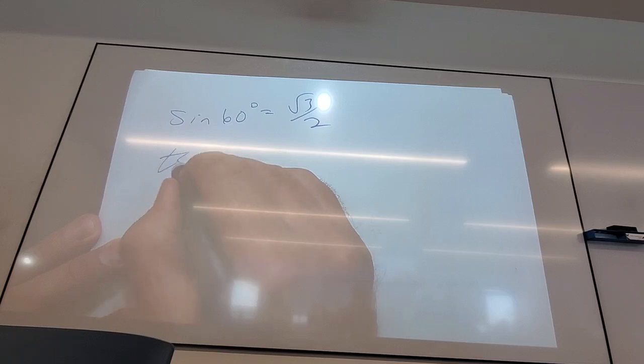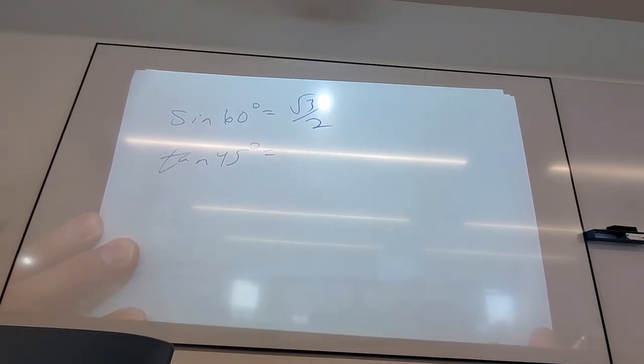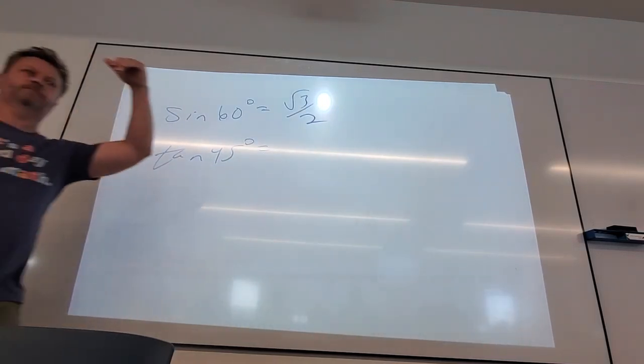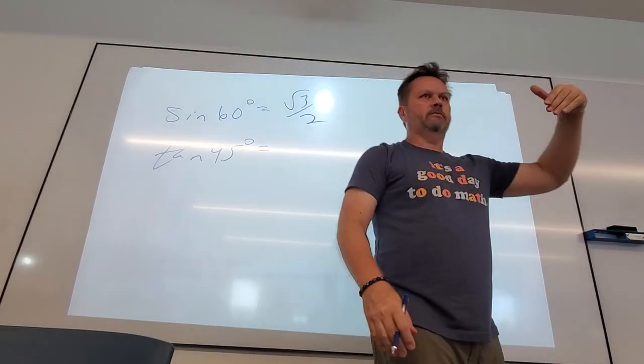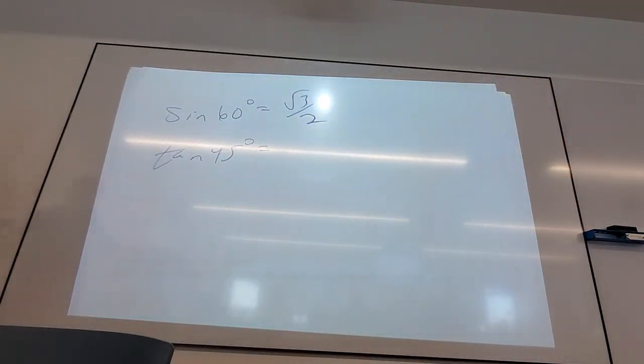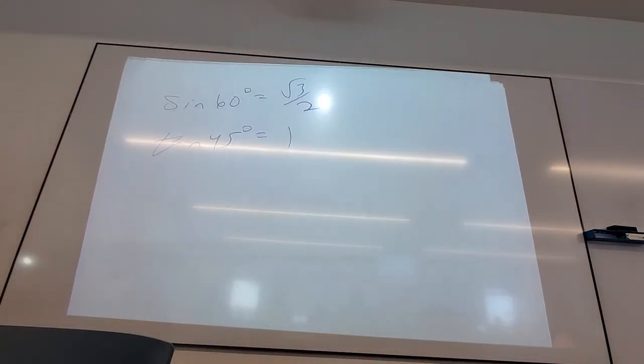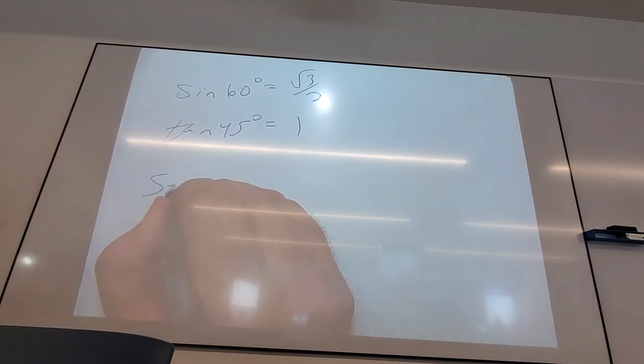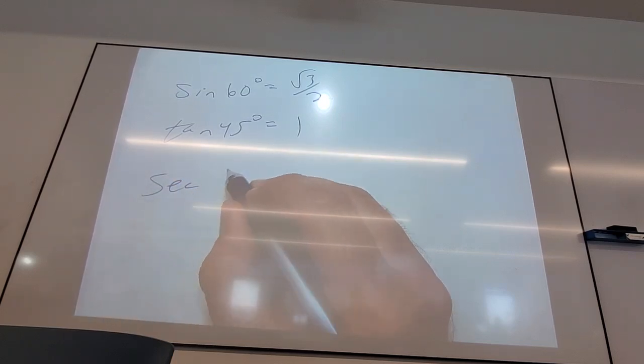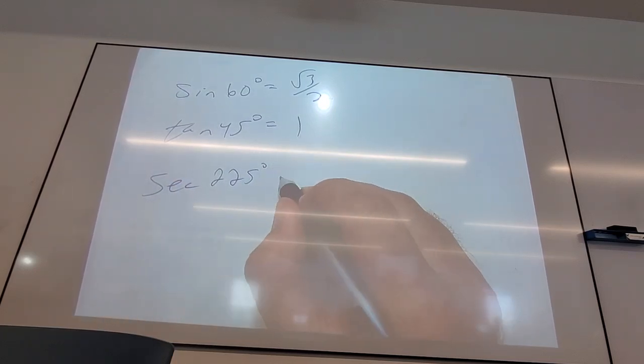What is tangent of 45 degrees? Why? Because tangent is what over what? Sine over cosine. Kick-ass. Okay, so I'm not going to do a ton of this. I just want to shake out some of the rust. How would you evaluate, one more, how would you evaluate secant of what, Jeff? 225 degrees.